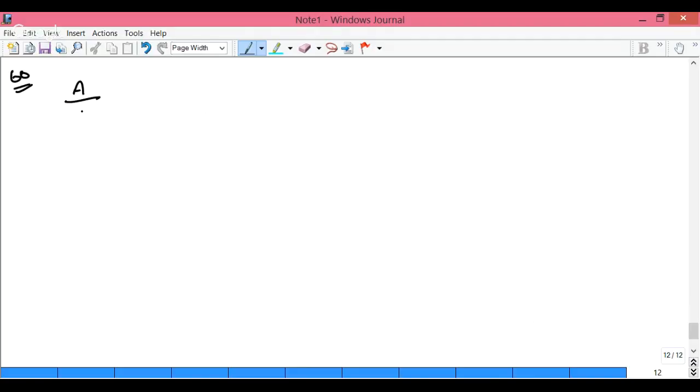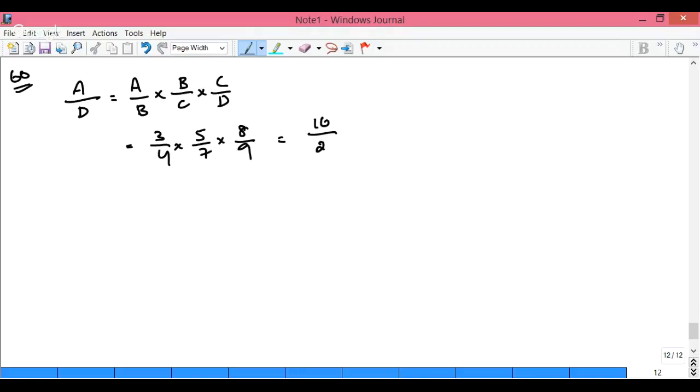So we can write A by D as A by B into B by C into C by D. We can directly get the answer. A by B is 3 by 4, into 5 by 7, into C by D, which is 8 by 9, which is equal to 10 by 21.